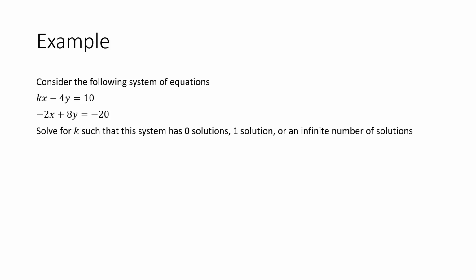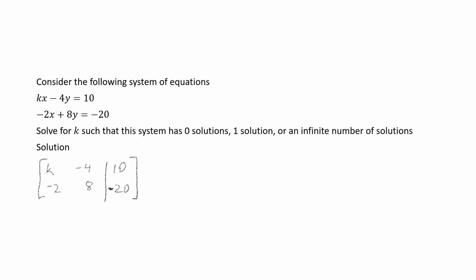And then for our last example, it's a little bit of a thinker. We want to solve for k such that the system has no solutions, one solution, or an infinite number of solutions. So let's imagine that the equation kx minus 4y equals 10 is entered into the matrix as k, negative 4, 10, and the equation negative 2x plus 8y equals negative 20 is entered into the matrix as negative 2, 8, negative 20. We're now going to multiply the top row by 2.